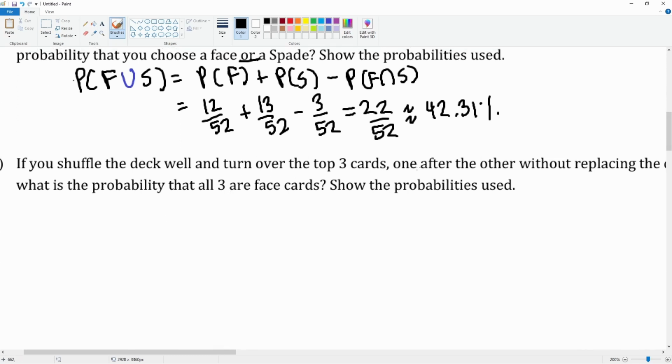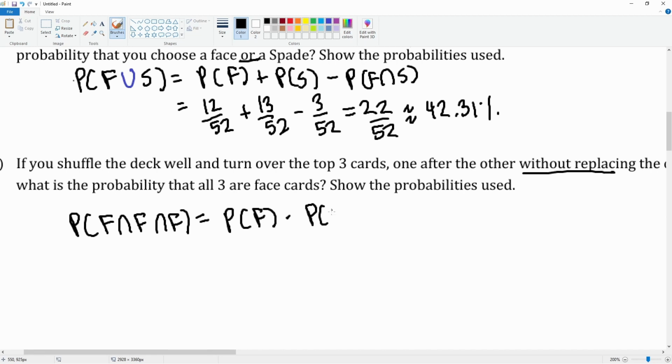You turn over 3 cards without replacement, so there's 3. What are the chances that they're all face cards? So it's the probability of a face and a face and a face. So it's going to be the probability of a face times the probability of a face times the probability of a face.